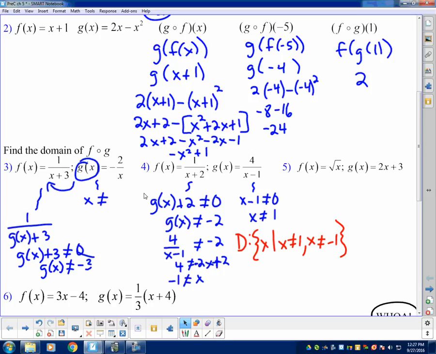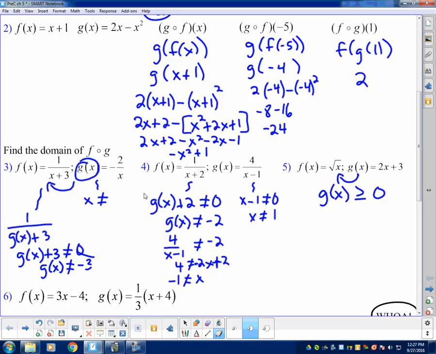One more here, number 5. Looking at the inner function on number 5, are there any restrictions on a linear function? It just keeps going forever in each direction. So no restrictions here. But now when I take this and put it in here, g of x has to be greater than or equal to 0, right?